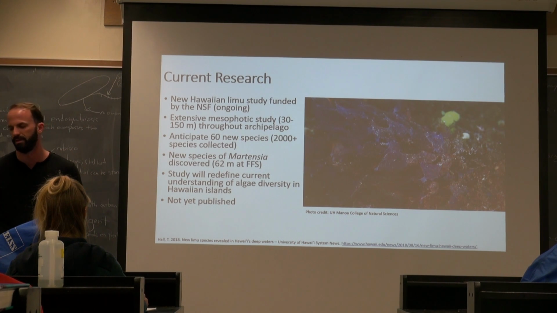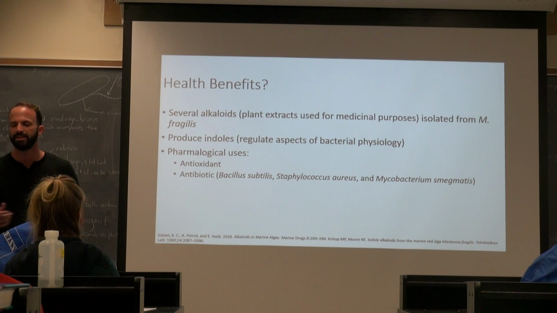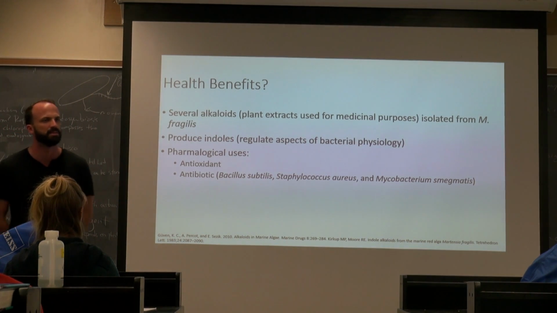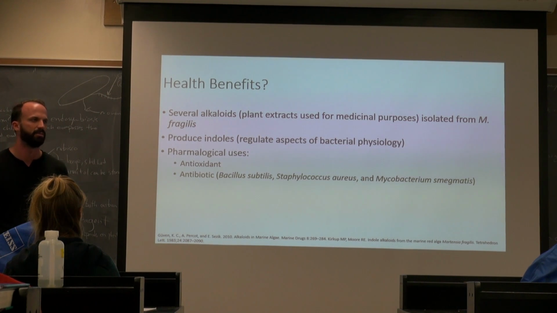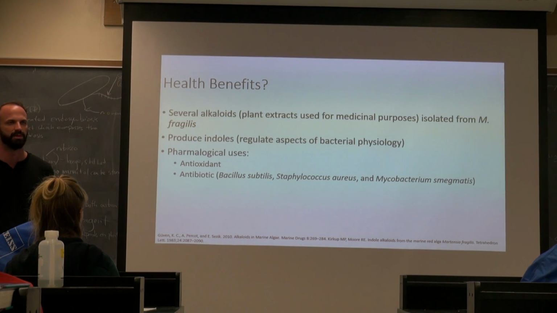Additionally, there were some studies that found health benefits to Martensia, where they were able to extract alkaloids, which are plant extracts used for medicinal purposes. There are three that they were able to extract from Martensia fragilis, and they produce indoles, which regulate portions of bacterial physiology. Some of the uses they found were strong antioxidant effects, and they're able to treat some bacterial infections, through the antibiotics listed here.